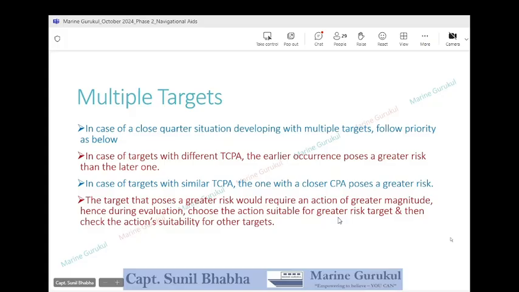So is this clear, beta? Any doubt in this? How to identify a greater risk target? Very good, beta. Great. Let's move ahead. Let's see practical examples.